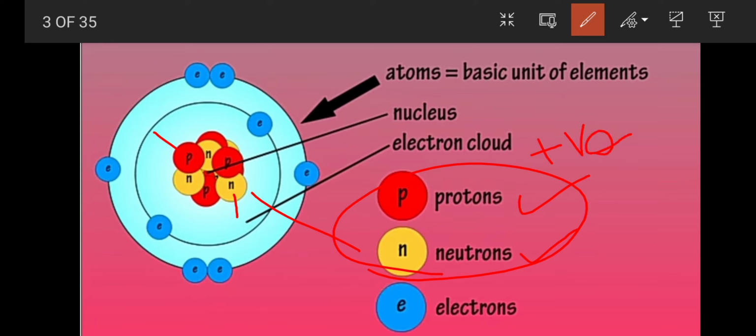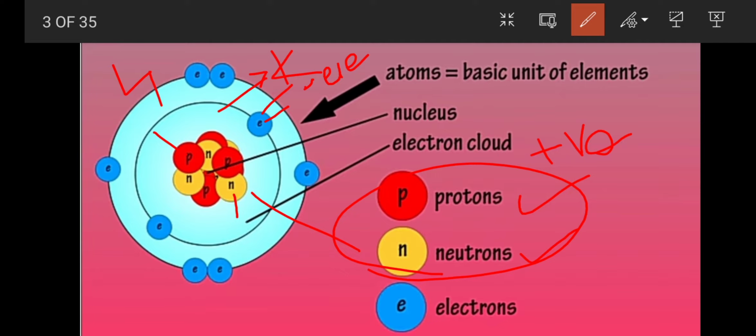whereas electrons will be revolving around the nucleus in a specific orbit. And this first orbit is called K shell, and the second orbit or shell, we call it as L shell. And electron is negative charge. Electron is having negative charge.